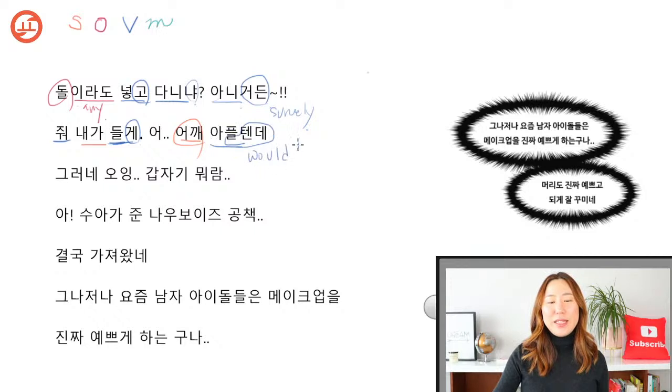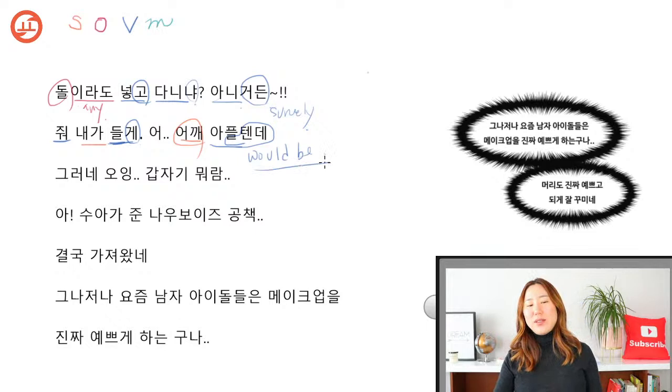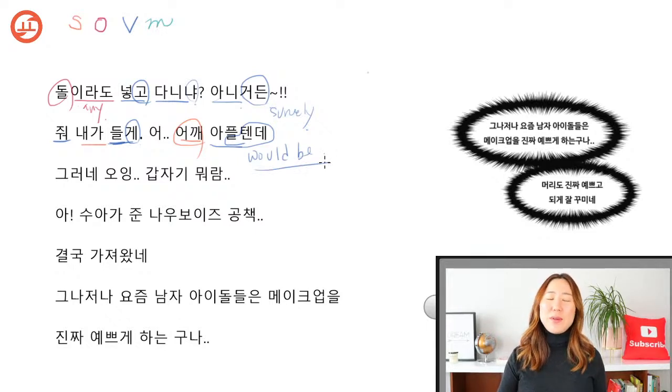This is like future but hypothetical, how do I say that? Would be. 어깨 아플 텐데, your shoulder would be hurting. 그러네. Be like that as in 그러네, as in you're right. 그러네. This is exclamation mark, right? So I agree with you. 그러네. 오잉. 갑자기 뭐람? Suddenly, what is it?